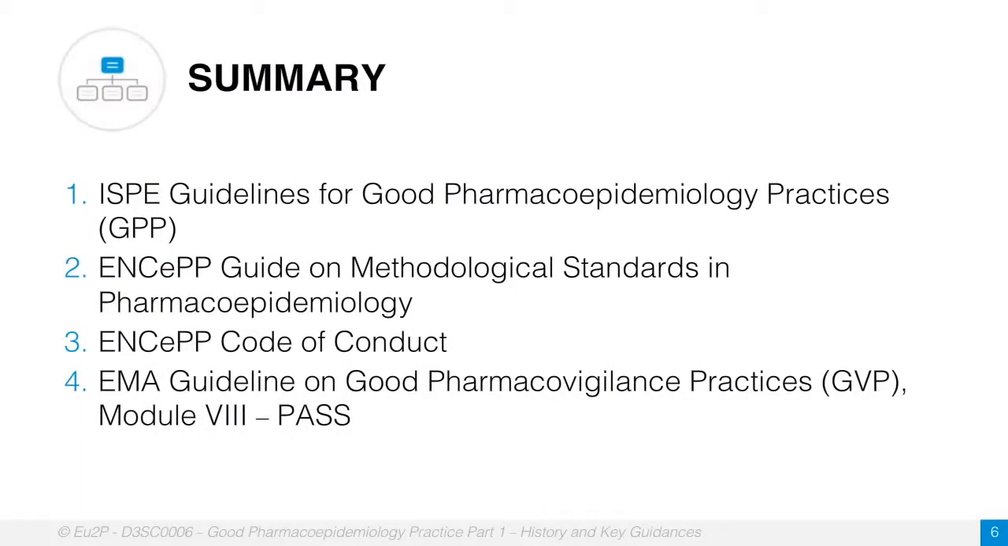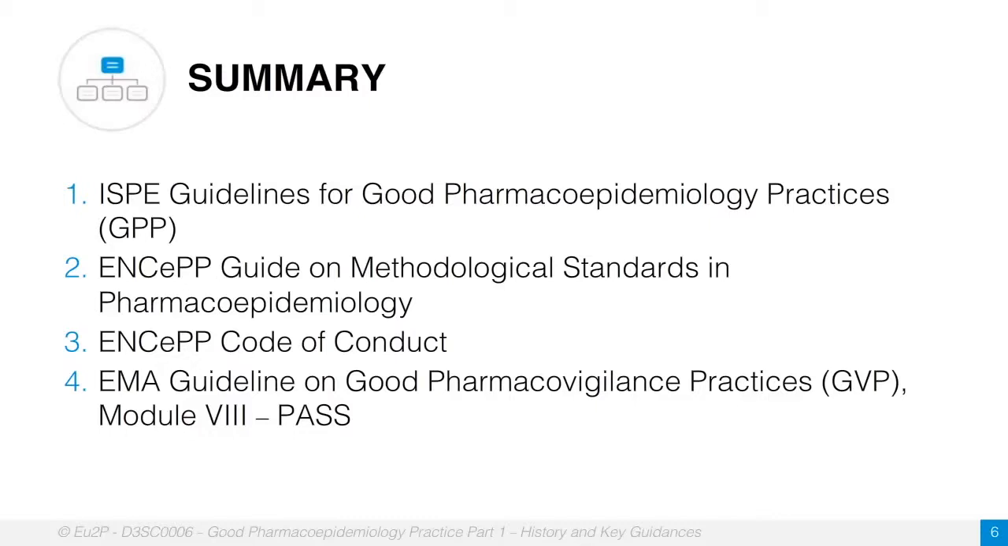We will review 4 key guidances. The earliest guidance developed in our field was issued by the International Society of Pharmacoepidemiology. It was developed in the mid-90s as a result of the need to establish guidance and best practices in a growing area of research. In 2008, researchers from the European Network of Centers for Pharmacoepidemiology and Pharmacovigilance developed the Guide on Methodological Standards in Pharmacoepidemiology and the Code of Conduct, fleshing out many of the concepts in the original ISPE guidance.